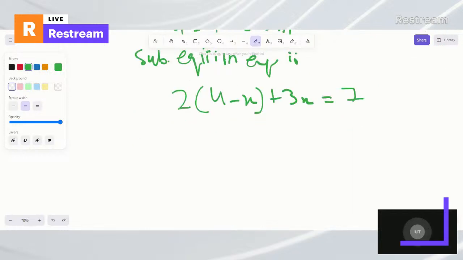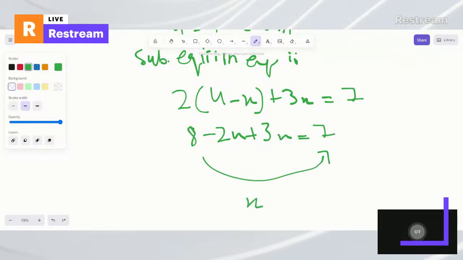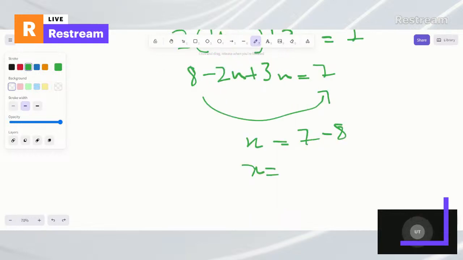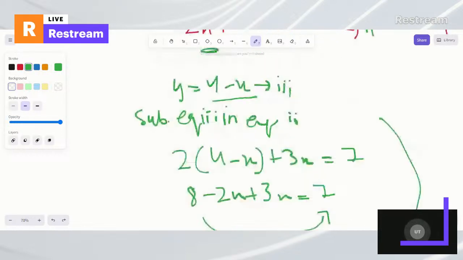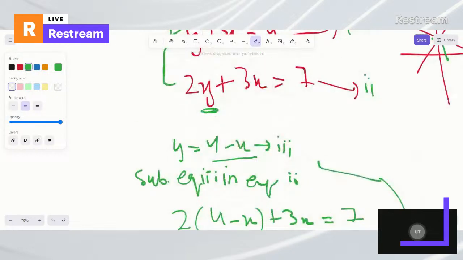All right, so what would be the answer? 2 multiplied by 4 will become 8, minus 2x plus 3x equals 7, right? So 8 is going to go to the other side and this will become x equals 7 minus 8. And now the value of x is -1.